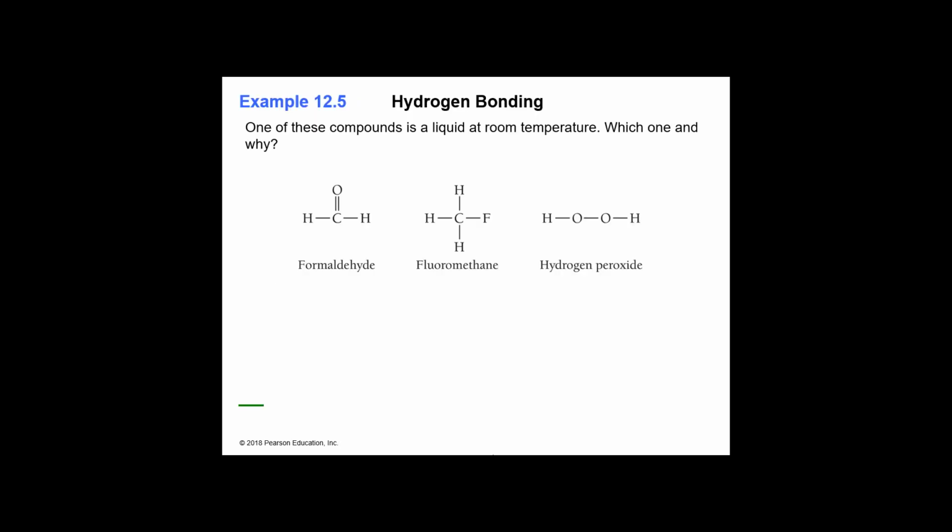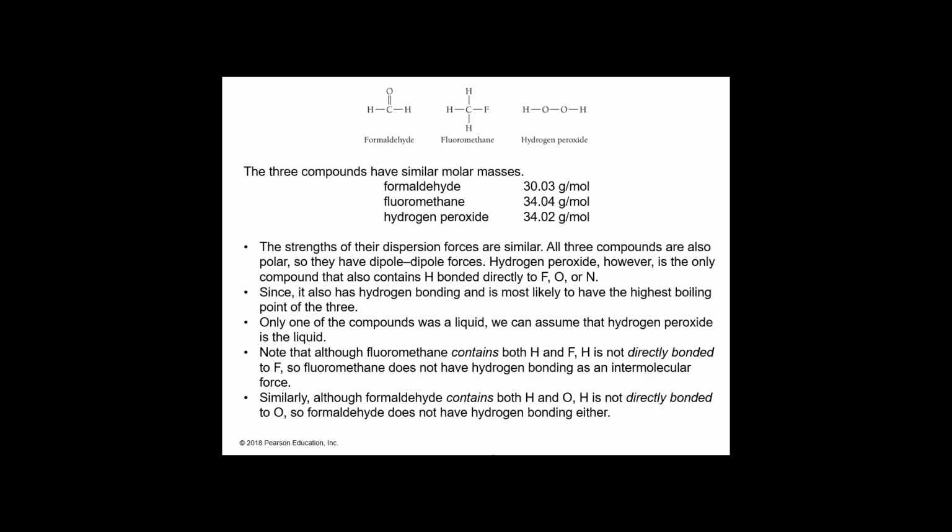Okay, so one of these compounds is a liquid at room temperature. Which one and why? If it is a liquid at room temperature and not a gas, that means it has stronger intermolecular forces. So we need to figure out which one has stronger intermolecular forces here. Let's look at the mass. They are all very similar in mass, so the mass is not necessarily going to tell us anything. We're going to have to look more into what these molecules are.